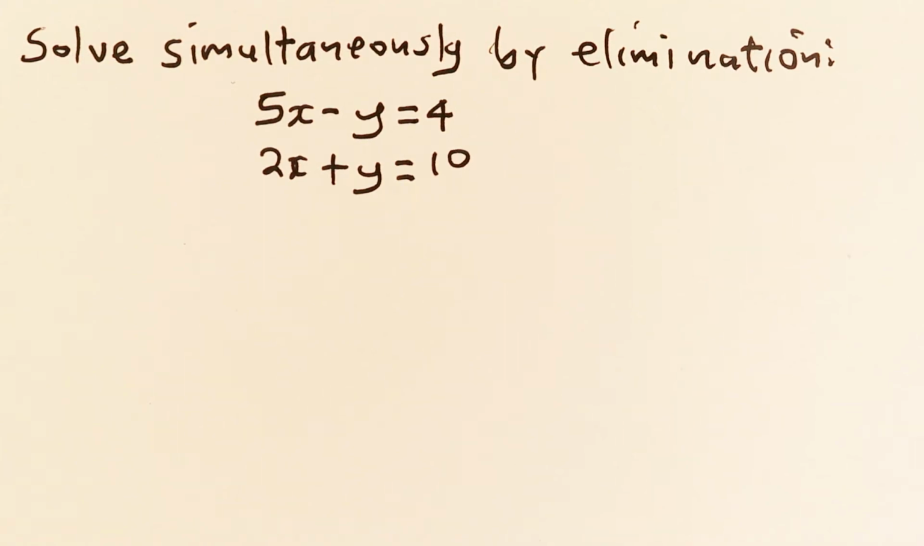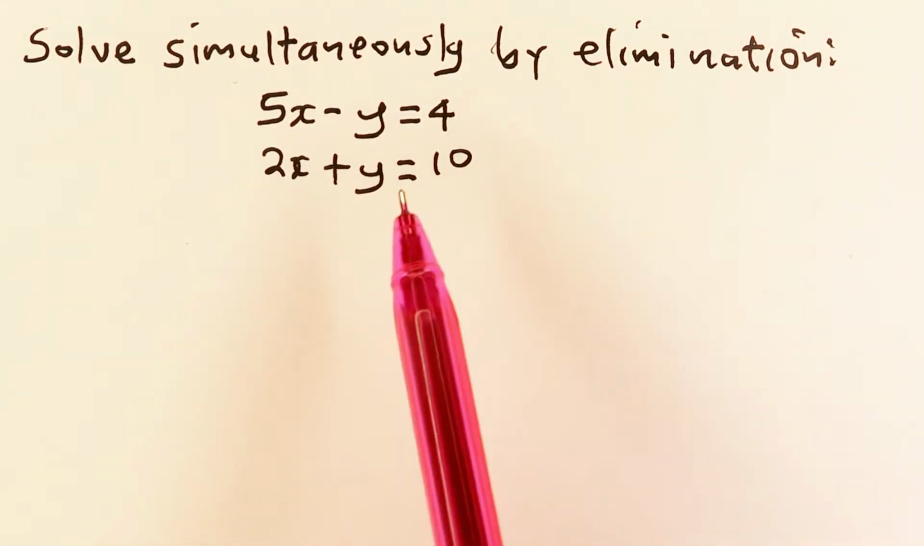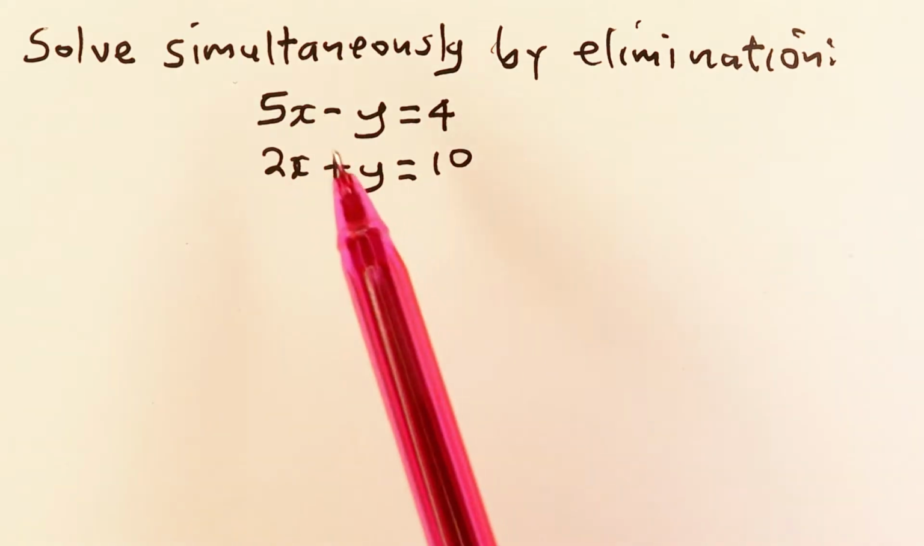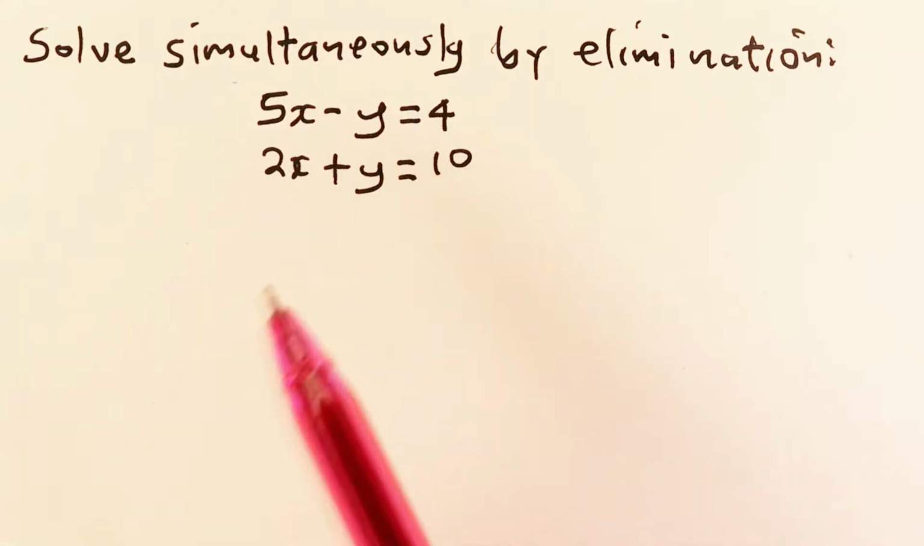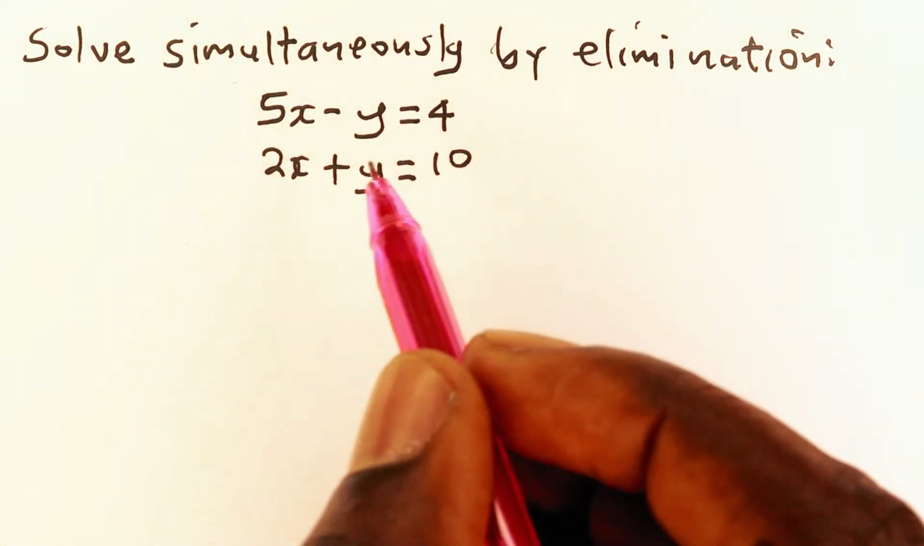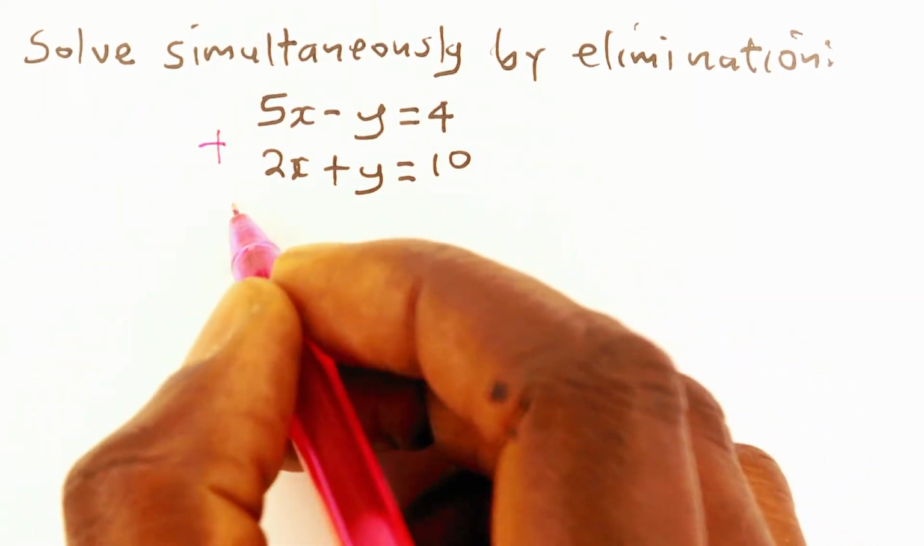Let us look at this interesting equation solved simultaneously by elimination. So we have 5x minus y is equal to 4 and 2x plus y is equal to 10. So we are going to look at which of the two variables to eliminate first. If we look at this, you see that y is the one that can be easily eliminated, and we can do that by adding the two equations. So just add the two.